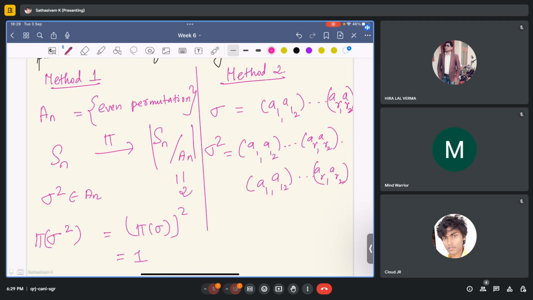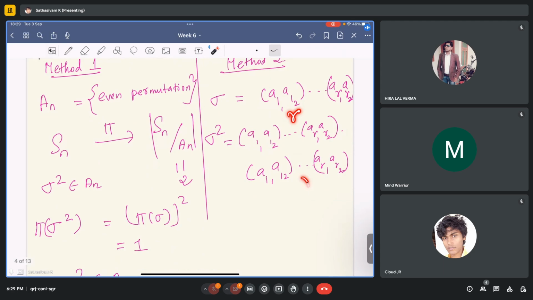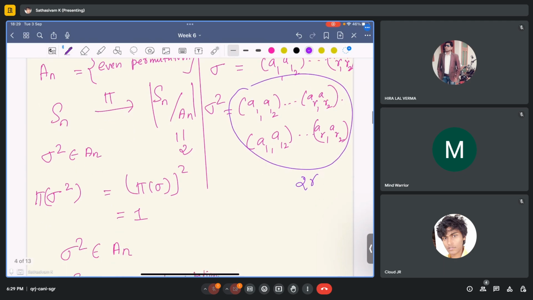So how many permutations are here? Whatever the number is here, I don't know what it is, let me call it r, and this is also r. So there are 2r permutations as well. So sigma square can be written as a product of 2r permutations. If you look here, there are 2r terms, so this is even. Okay, so that means sigma square is an even permutation.